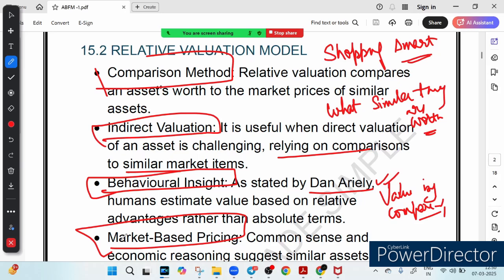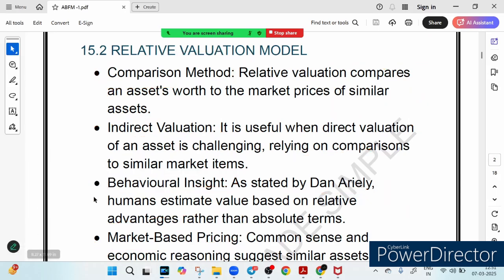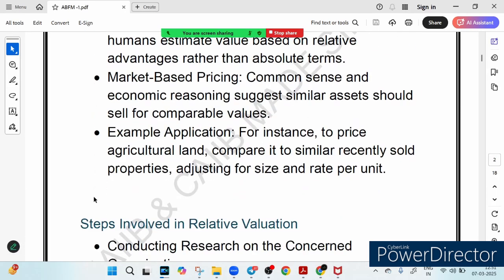So basically these are the methods. First method is the comparison method, just like shopping smart. Indirect valuation means what similar things are worth in the market. Behavioral insight means value by comparison. And market based pricing means that if two identical things are there, their values would be the same, their price would be the same. But if there is a huge difference in the price, it means either it is a great deal, or there is something wrong with the product. So that is the point.